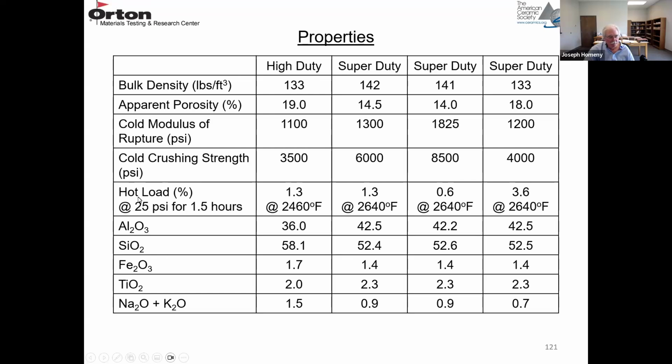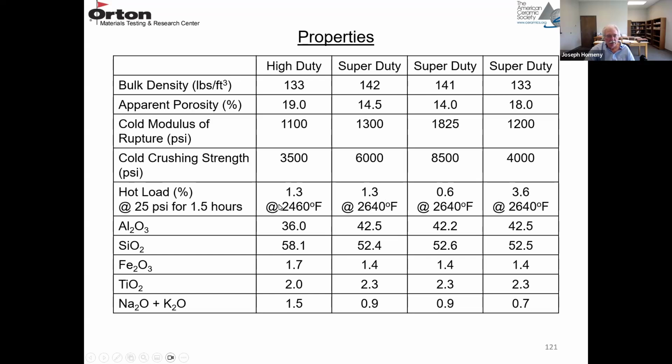And this test is pretty useful. It's kind of a creep test. It's called the hot load test. So you start out with a full-size refractory brick. You load it to 25 PSI, and then you hold it at these different temperatures for an hour and a half. And you simply measure the initial length, the final length, and get the percent deformation. So hot load is the percent deformation, and usually you want less than 2 or 3%.